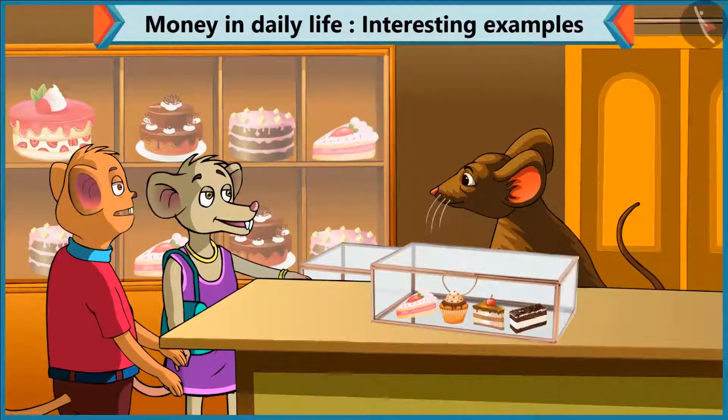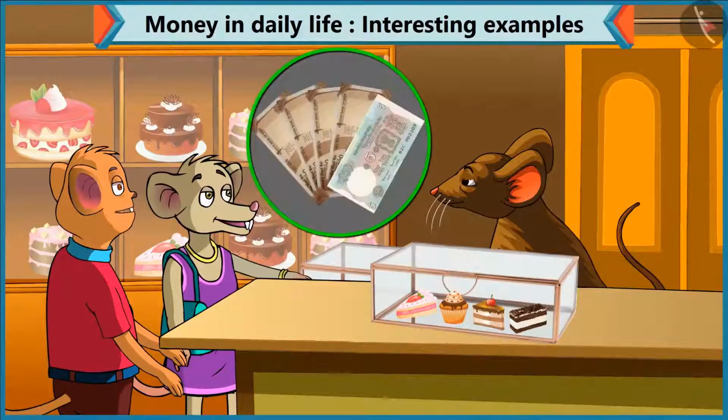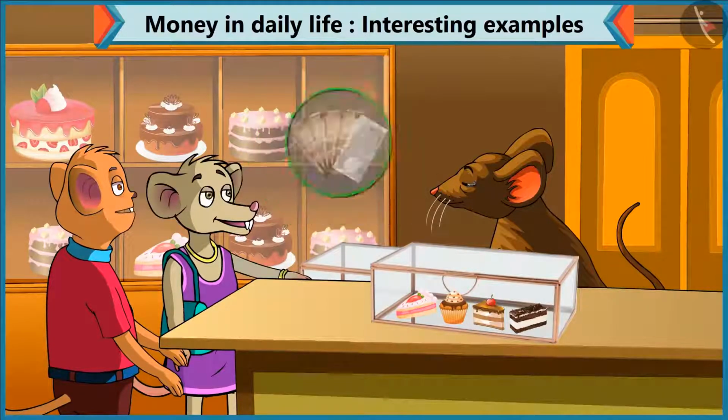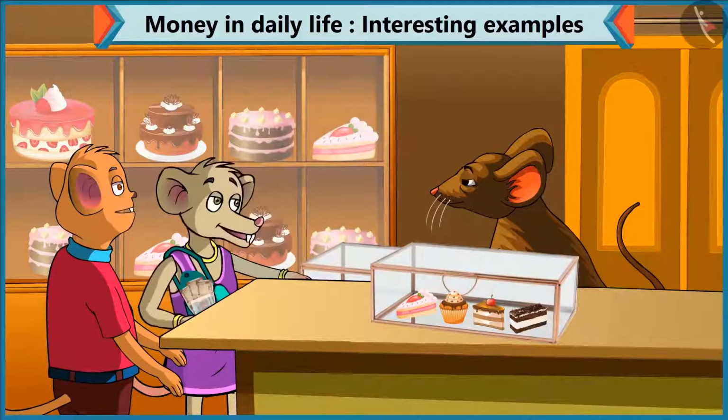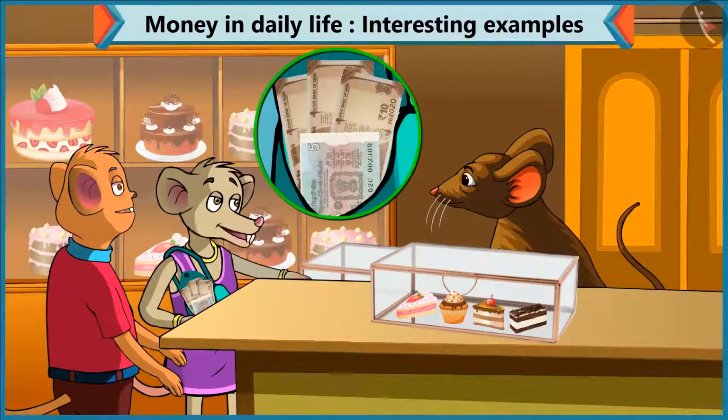Chi, for 45 rupees, give 4 notes of 10 and 1 note of 5. Yes, I will give. Hey, I only have 3 notes of 10. Okay, so give 3 notes of 10 and 2 notes of 5.